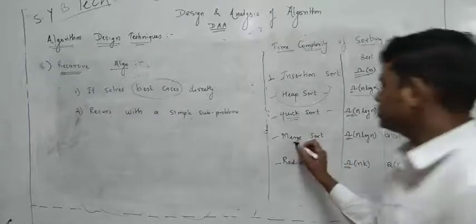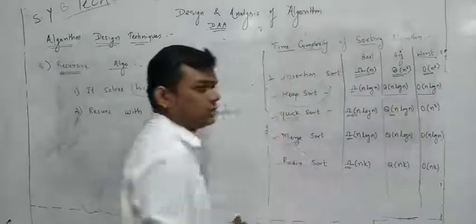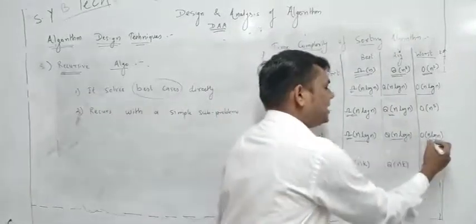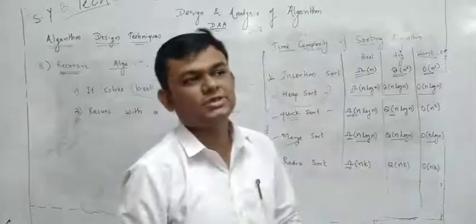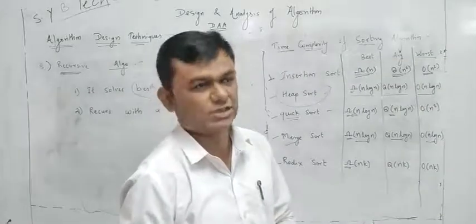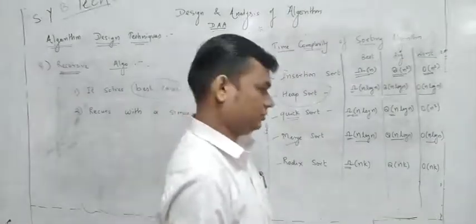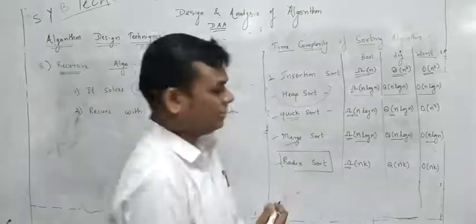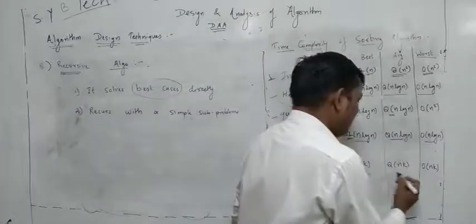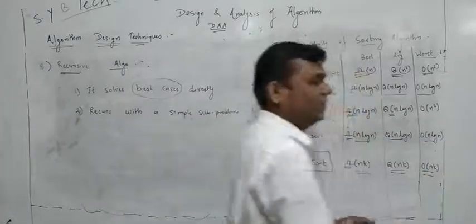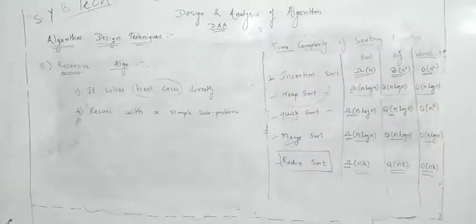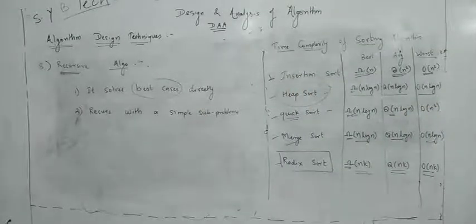Next one is merge sort. For the merge sorting technique, the average, best as well as worst case time complexity are the same for execution of the merge sort algorithm. And the last one is radix sort. For radix sort, we also require the same time complexity for each and every case: average case, best case and worst case.